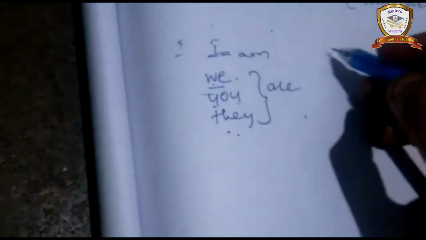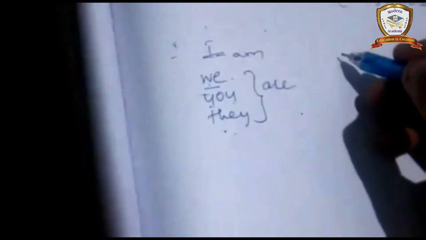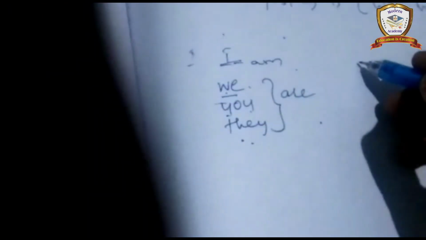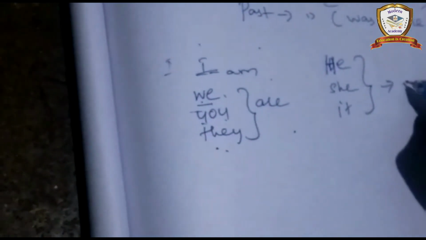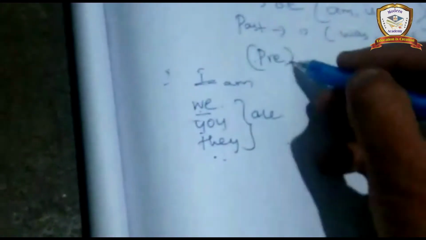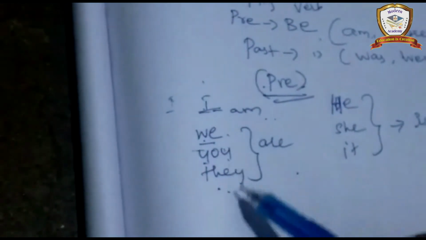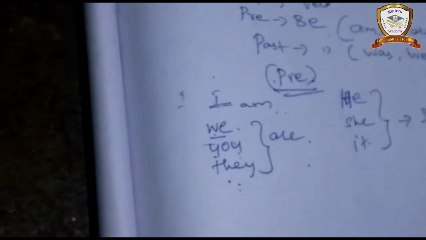Okay, students, now you can say is. Is means we can say he, she, it. See, he, she, it, we should use is. So we have seen only the present form. In the present form, I means we should use am; you, they, we should use are; he, she, it, we should use is. Are you clear? This is the present form.